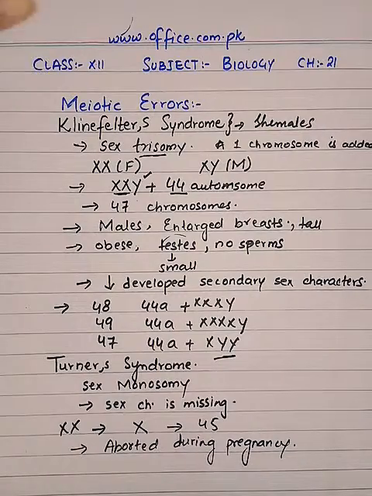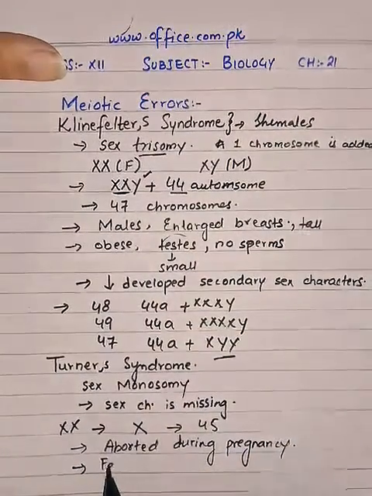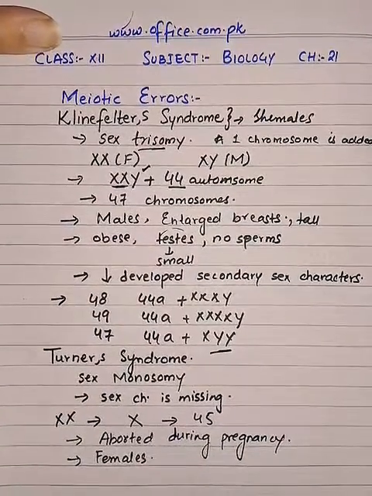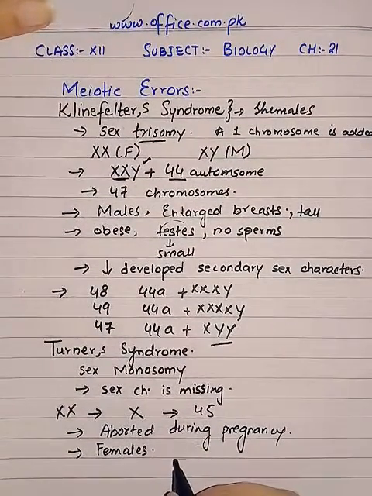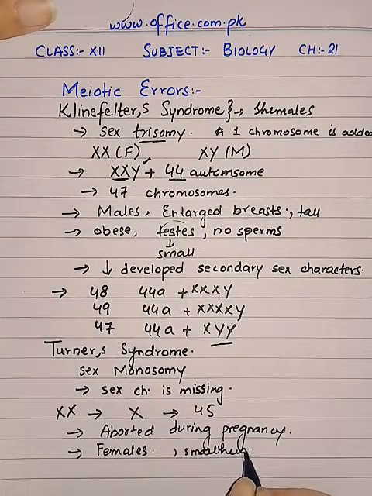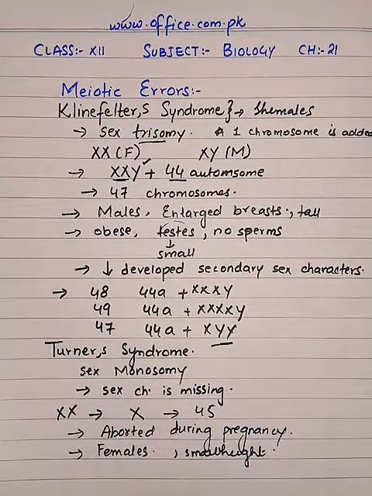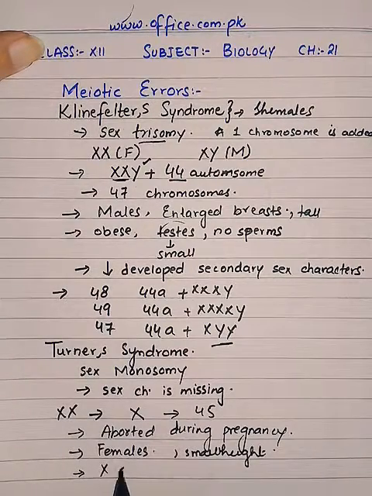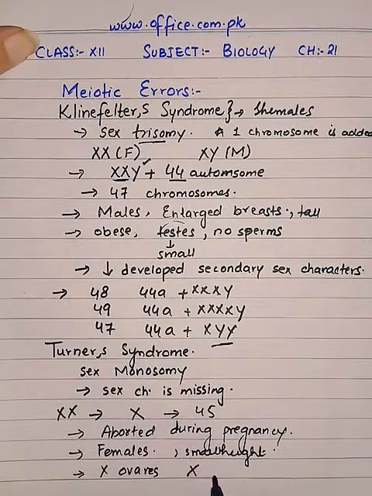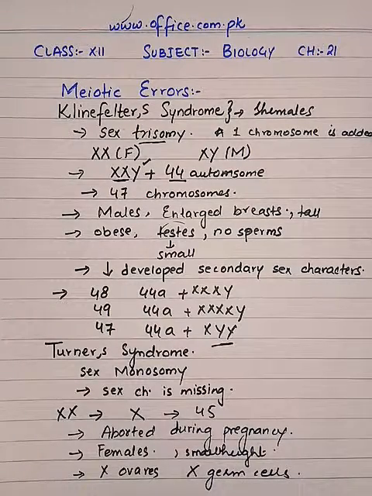So those who survive, they will look like females. The patients of Klinefelter syndrome were looking like males, but these are females, and they will have a female appearance. Their height will be small, with a webbed neck, and they will not have any ovaries. There is complete absence of germ cells. Obviously, when there are no ovaries, there will be no germ cells present.